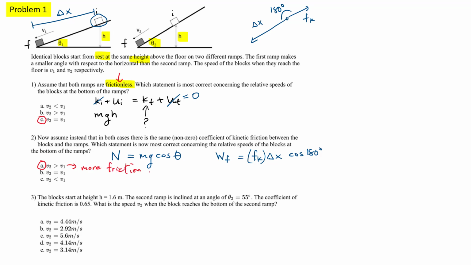All right, great. The next problem says the block starts at a height now of 1.6 meters. The second ramp is inclined at an angle theta 2, which is equal to 55 degrees. And the coefficient of kinetic friction now is 0.65. You want to know what is the speed of the block at the bottom of the ramp. So for that, we're going to use conservation of energy in order to solve this problem.